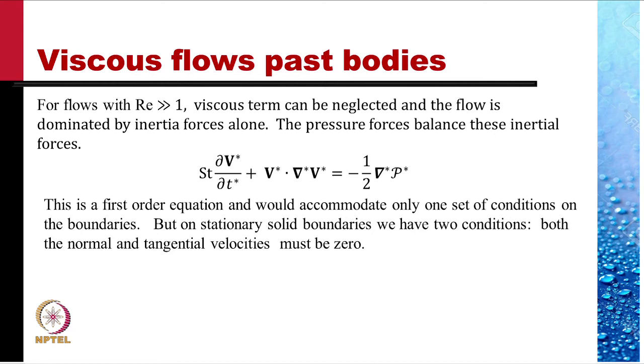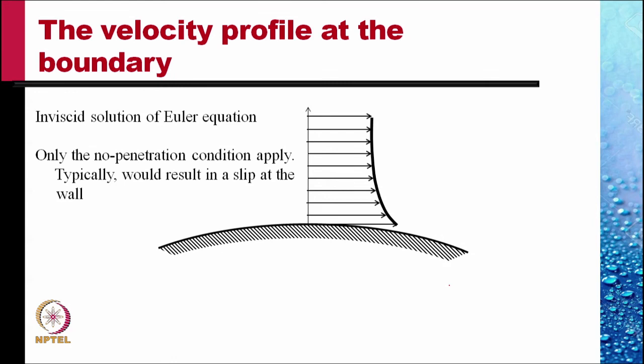You can see that the problem is developing in the same manner as the problem of the oscillating plate done just now with omega large. There also we could not accommodate both the boundary conditions. Here too we cannot accommodate both the boundary conditions. In the inviscid solution of the Euler equation, only the no penetration condition applies and typically would result in a slip at the wall as shown.